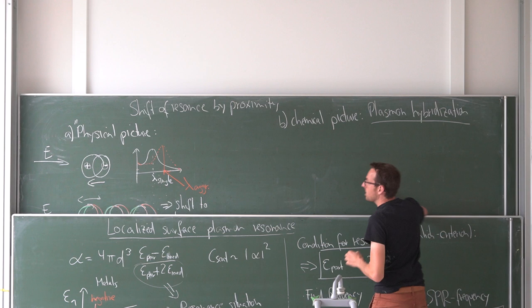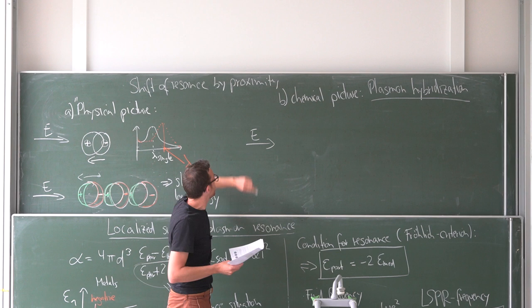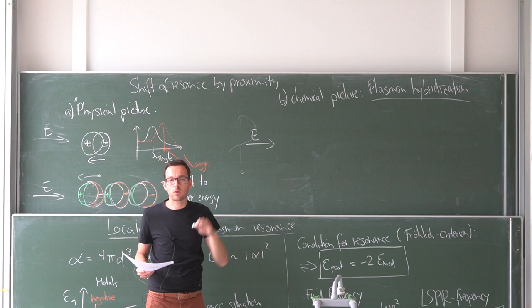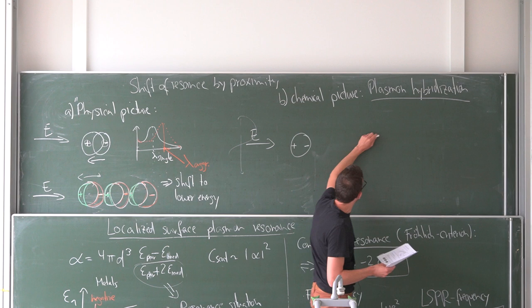So what do I mean by this? We picture a single oscillator again. Again, we have the same field of the wave. So the wave travels in this direction and oscillates kind of like this. So at a certain time, the electric field is oriented in this direction. And we get one particle that has charge separation in this way. And now we have a second particle that also has the same charge separation.